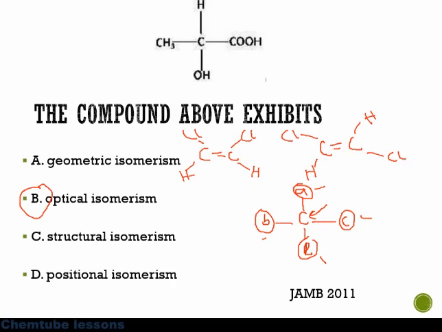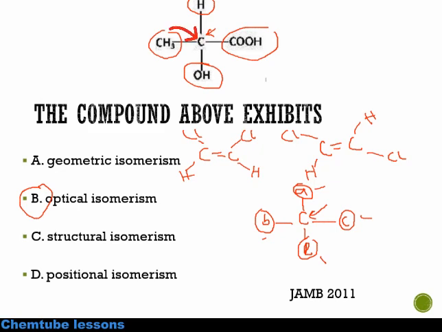So let's look at the question. If you look at this, there are different groups attached to it. We have hydrogen, we have the carboxyl functional group, we have hydroxyl, we have the alkyl functional group. So these four attached to the center carbon are different. So we call this carbon an asymmetric carbon.